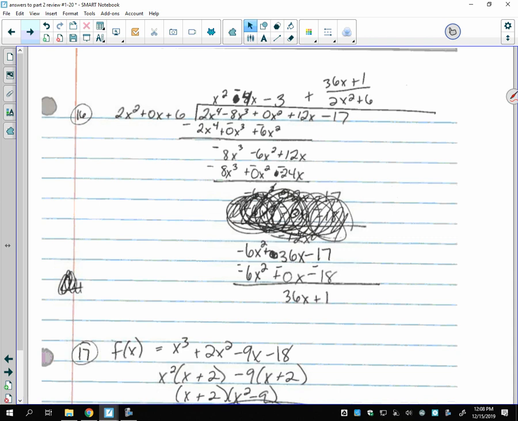One thing I would say, fill your zeros in. So even in this, it went from 2x squared straight to 6, so I put in a 0x, so my exponents would match. And then this went from x to the third to x, so I put a 0x squared.